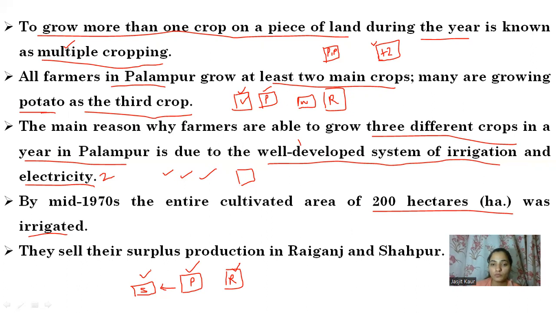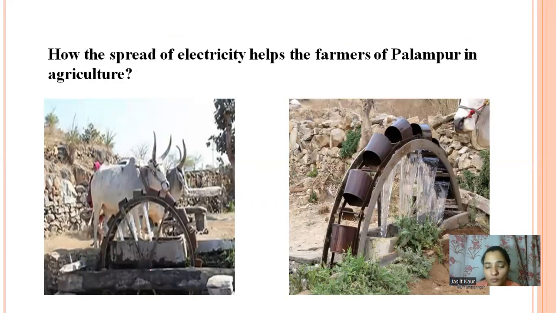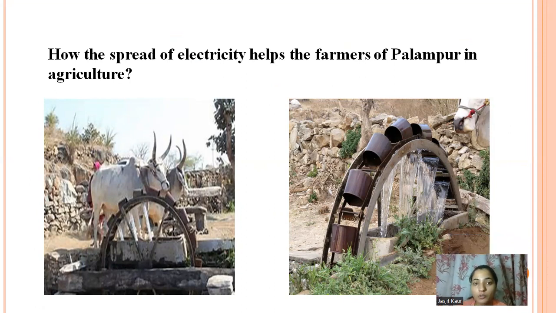Okay, so now moving forward. Now you have to tell me how the spread of electricity helps the farmers of Palampur in agriculture. As we know, in village Palampur we have good electricity available in that area. How do you think electricity helps the farmers of village Palampur? You can take the help of these images also. Yes, what do you think? How will electricity help in the farming of village Palampur?